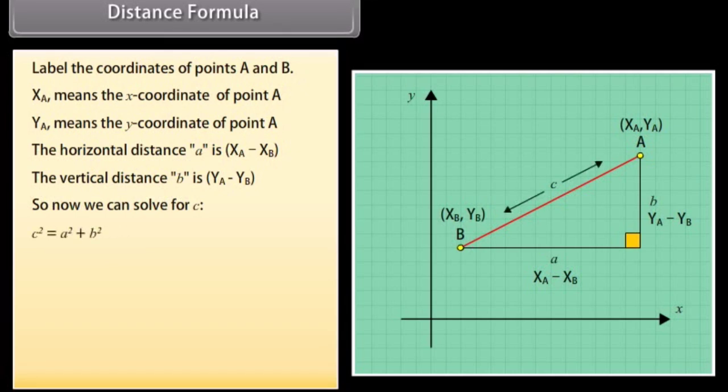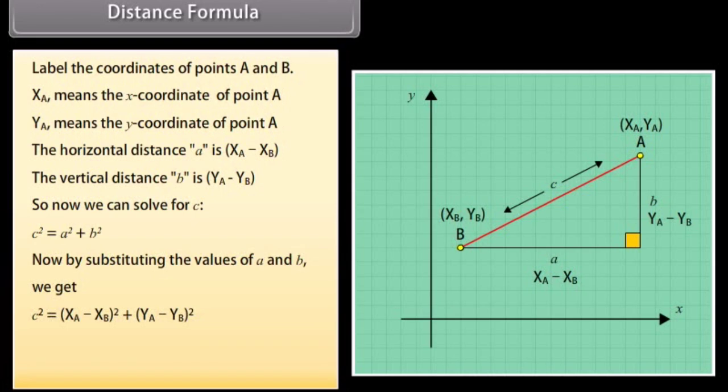C square is equal to A square plus B square. Now by substituting the values of A and B, we get C square is equal to (XA minus XB) whole square plus (YA minus YB) whole square. The final result is C is equal to under root of (XA minus XB) whole square plus (YA minus YB) whole square.